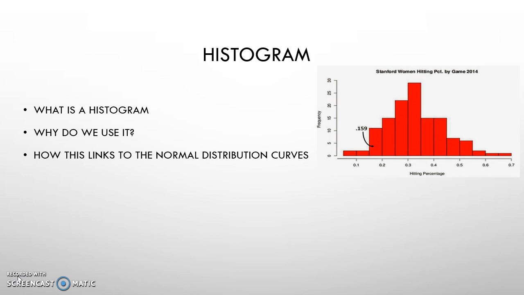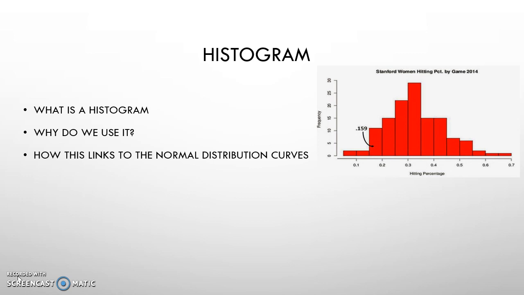Basically why we use histograms is because, like I mentioned before, they're a really clear and easy way of reading the distribution of data. So from here you can clearly see that not a lot of people got a 0.1 hitting percentage, or a 0.6 to 0.7, 60% to 70% hitting percentage.